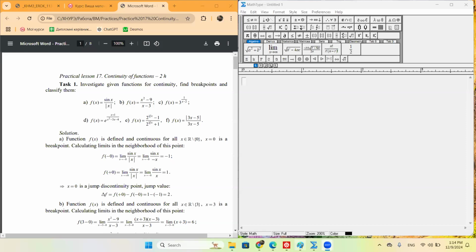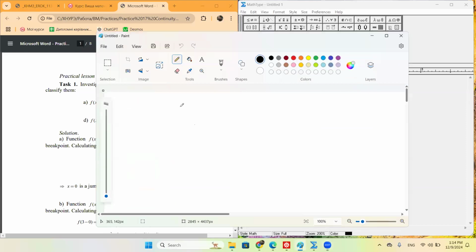In our previous practical lessons, we were calculating limits, and today we will use limits for other tasks. So our topic for today is continuity of functions. Let me remind you a little bit what it means.